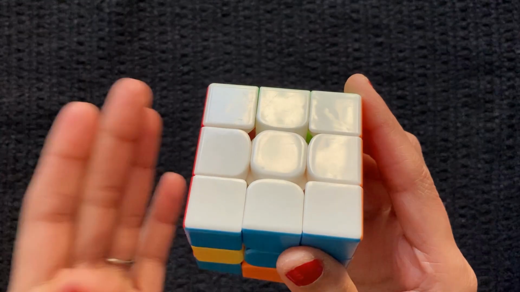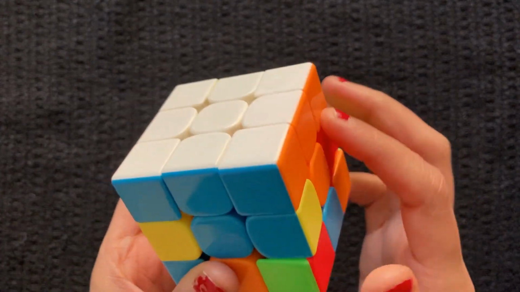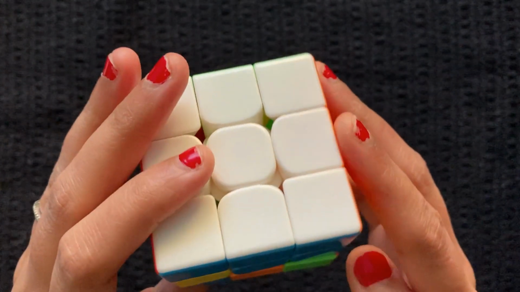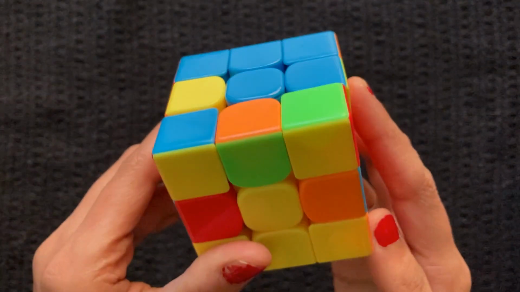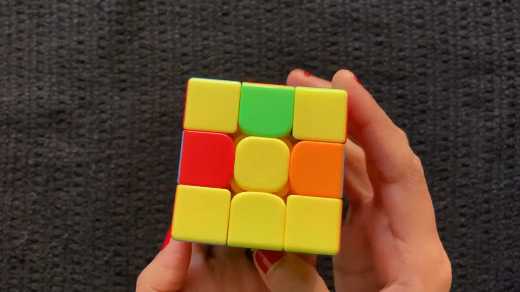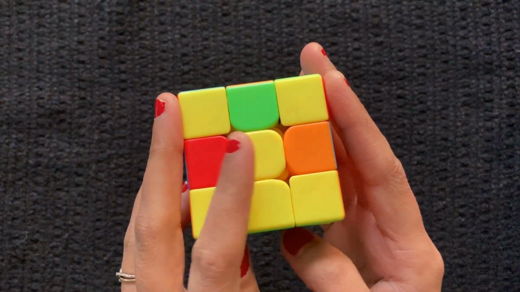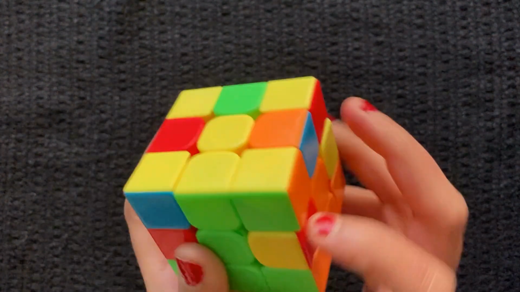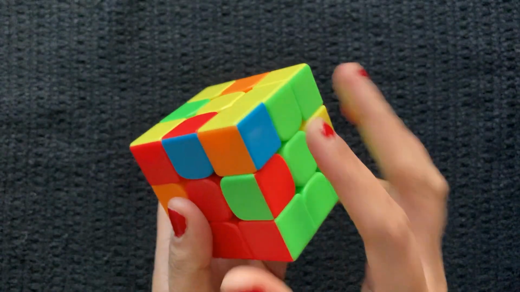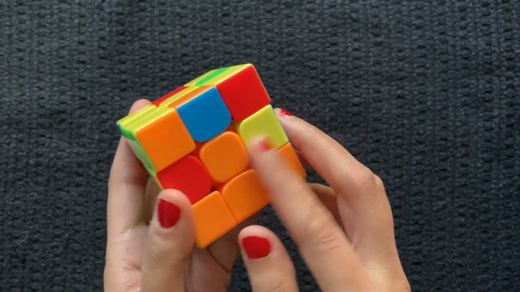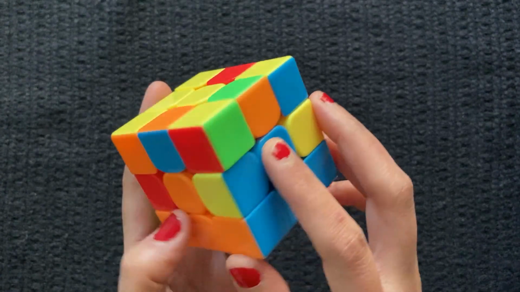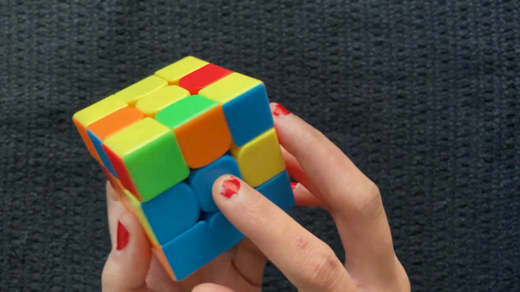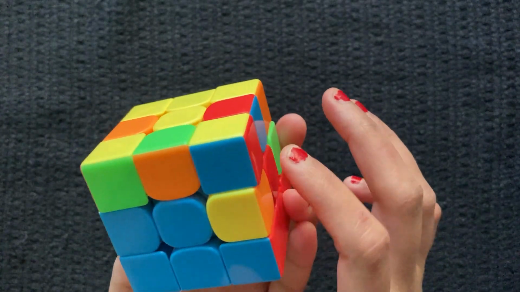So now let's go ahead with the next step, which is solving the second layer. The first thing we have to do is keep the white center in our bottom. Now our yellow center will be facing the top. So this will be our top layer. Now to solve the middle layer, the only thing you have to do is match these edges with their correct colors, because as we know, centers will not be shifting their positions. So the only thing you have to do is match the edges.